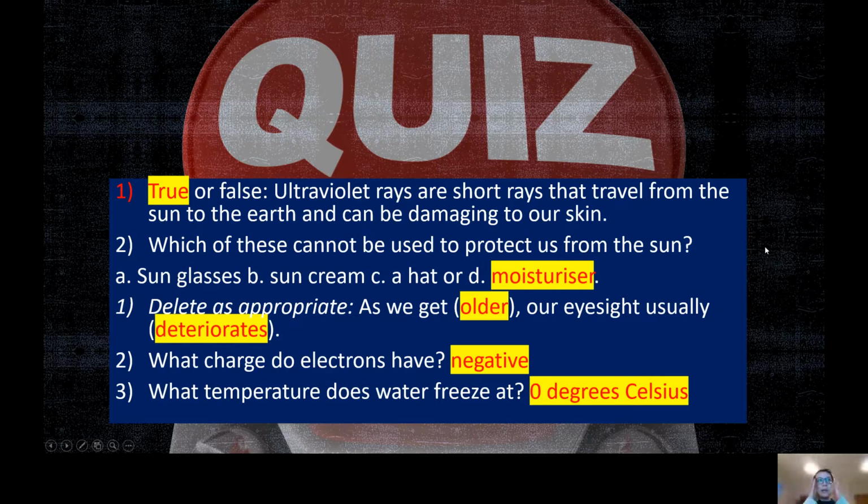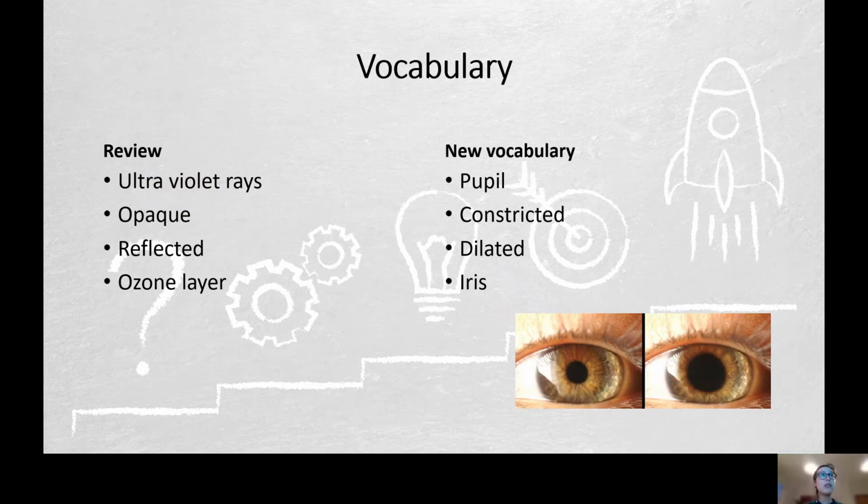Okay, vocabulary. Let's review some vocabulary from last week. Ultraviolet rays, also known as UV rays, are these short rays that go from the sun to the earth. And some of them get trapped by the ozone layer, but some do get through.